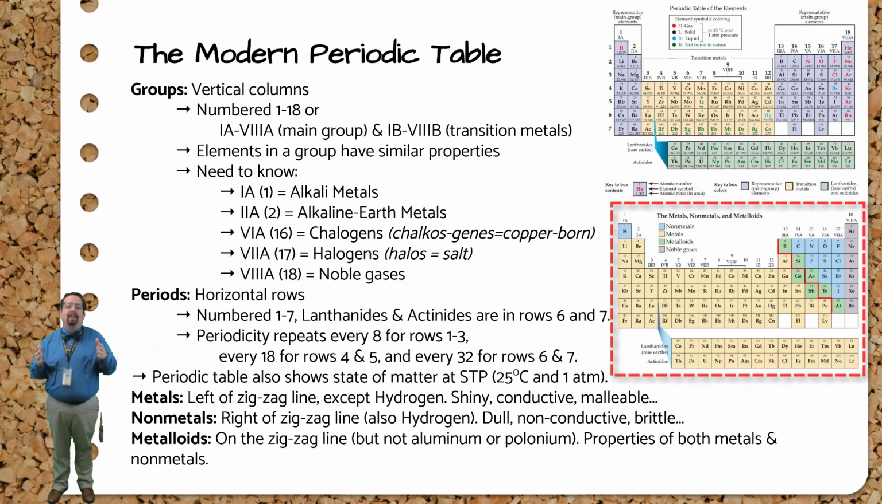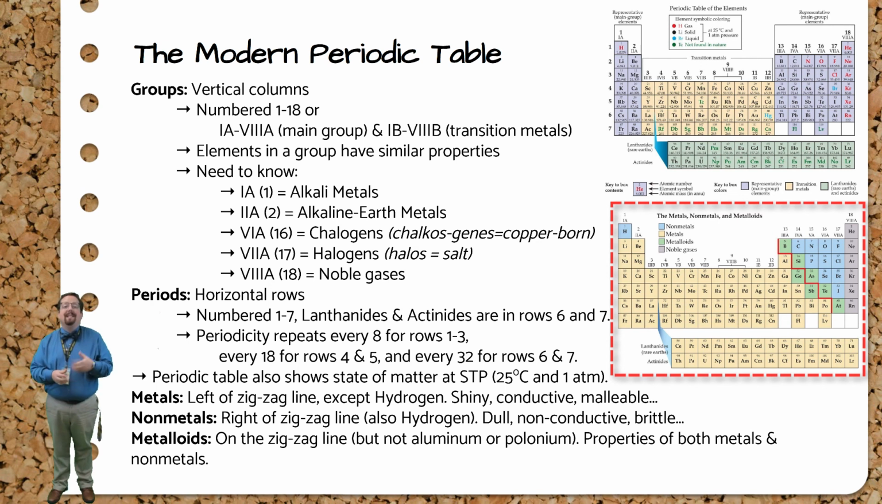Lastly, 75% of the periodic table is made up of metals, which are found to the left of the red zigzag line, not including hydrogen. Nonmetals are found to the right of the zigzag line, plus hydrogen, and metalloids are all the elements touching the zigzag line except for aluminum and polonium. Metals are shiny, conductive, malleable, and tend to lose electrons. Nonmetals are usually dull, brittle, and non-conductive and tend to gain electrons. Metalloids, sometimes called semimetals, can have both metallic and non-metallic properties.